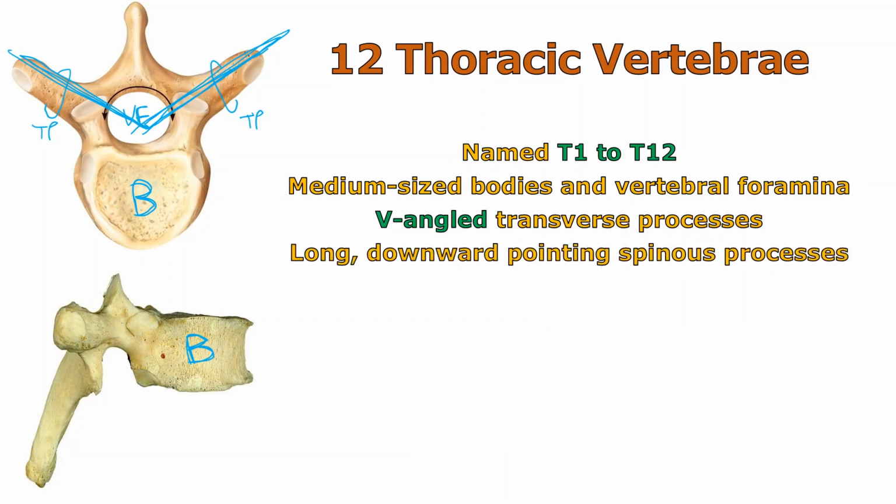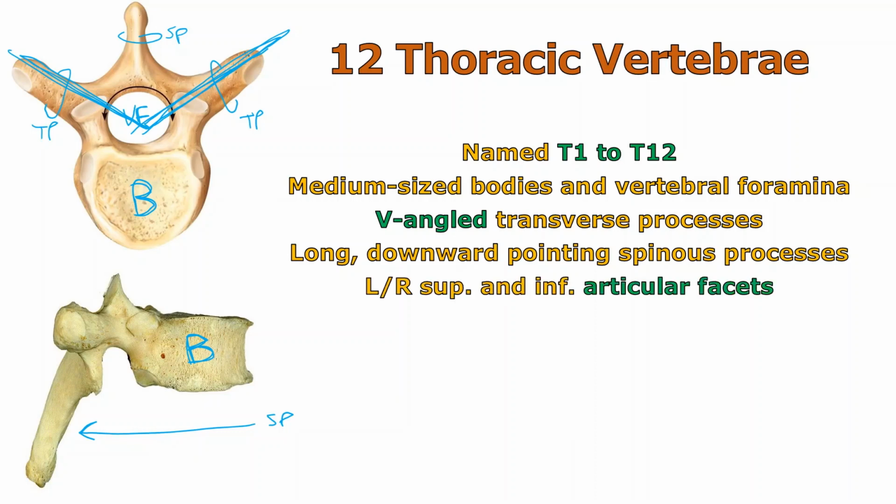Notice the spinous process, which in this top picture just kind of looks a little boring. I'll put an SP here for spinous process. But if you look at the one down below it, another giveaway that you're looking at a T vertebra is that long, almost spear-like, downward-pointing spinous process, very characteristic of a thoracic vertebra.